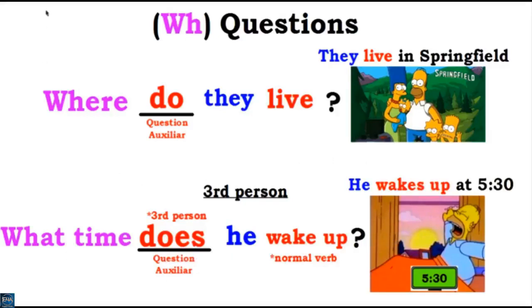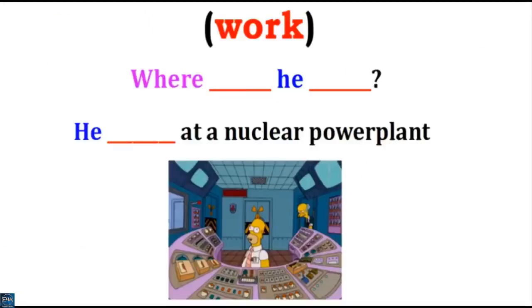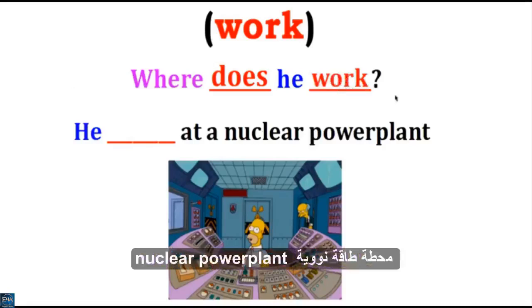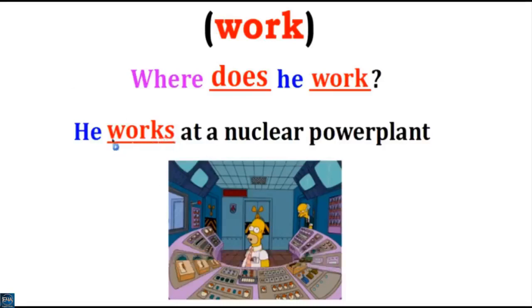Okay, time to practice. Practicing with the verb work. For example, where does he work? Where does he work? And the answer, he works at a nuclear power plant. And remember the conjugation S for the subject he, third person conjugation.